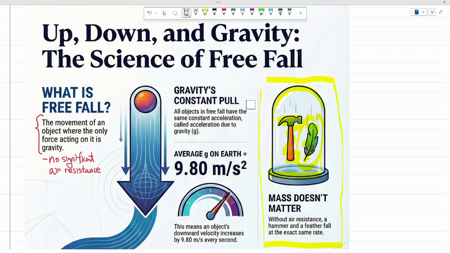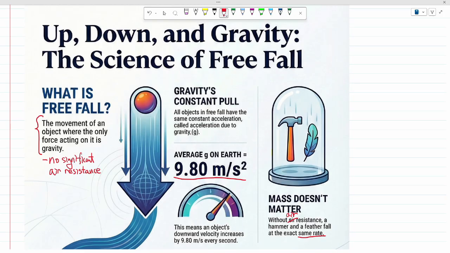Under that particular approximation, simplification, as the infographic here says, mass doesn't matter. So without, there's a typo there. Let me fix that. Without air resistance, a hammer and a feather fall at the exact same rate. That's a feature of free fall where only gravity acts. On Earth, the gravitational acceleration is 9.8 meters per second squared. That's the constant rate at which objects would be accelerating under free fall.